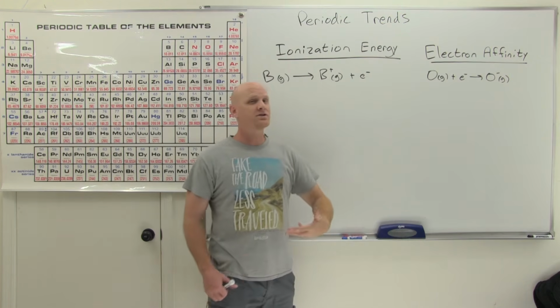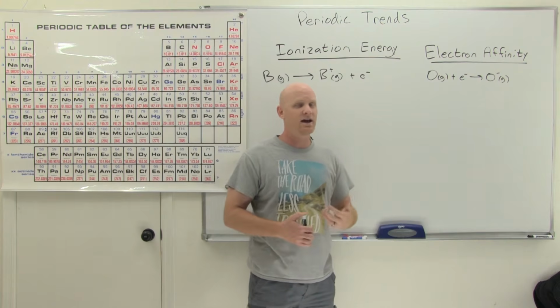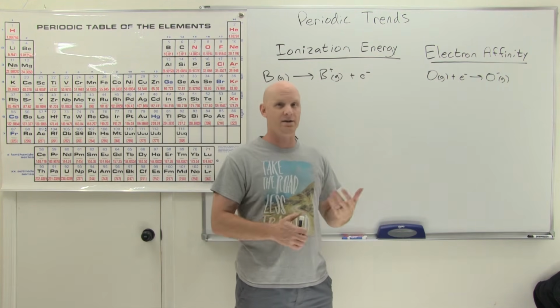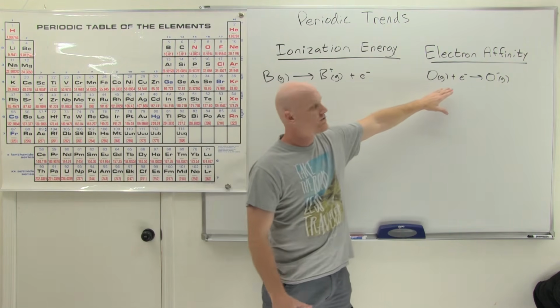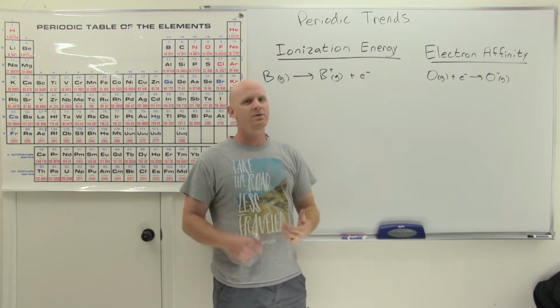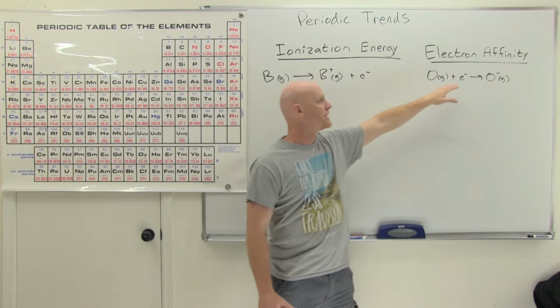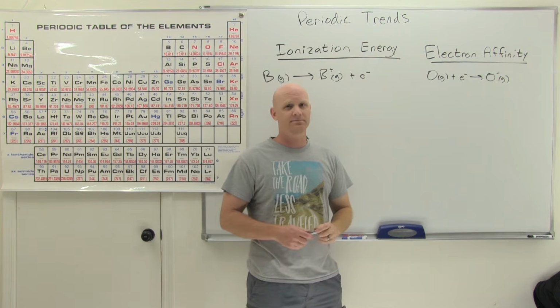Now, if it costs energy to remove an electron, then usually we're actually going to release energy to gain one. So you don't have to push an electron towards an atom. It typically wants to go to that atom. It's like, you want me to be close to that nucleus over there? That's where I want to be. So these are usually negative values. Now we'll see exceptions with both trends, but that's the general idea. So ionization energies are positive because it costs energy to remove an electron. Electron affinities tend to be negative because you typically release energy when you gain an electron.